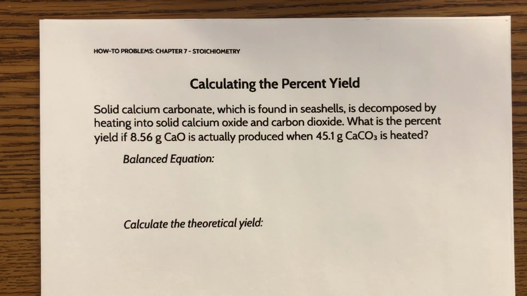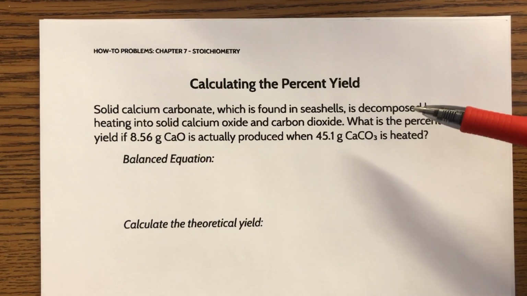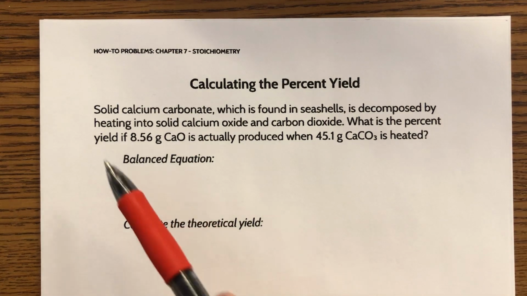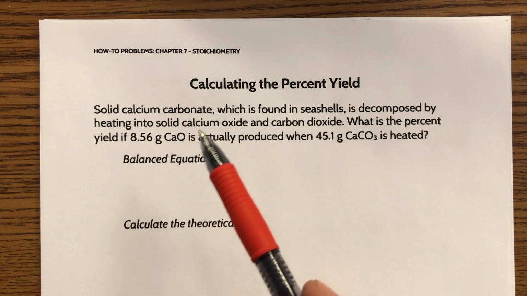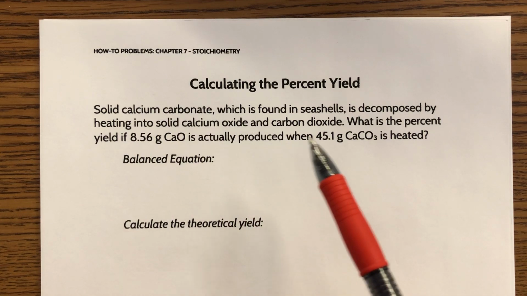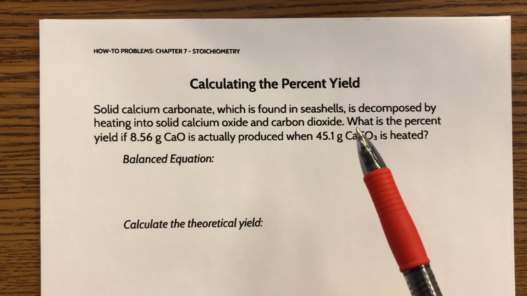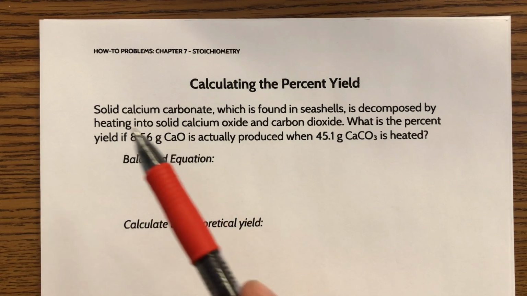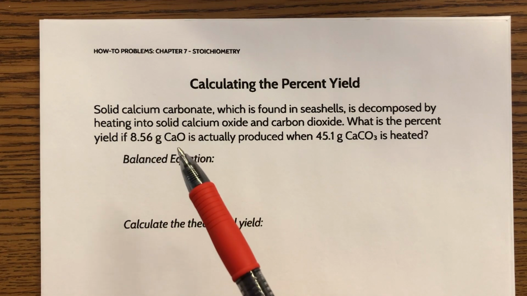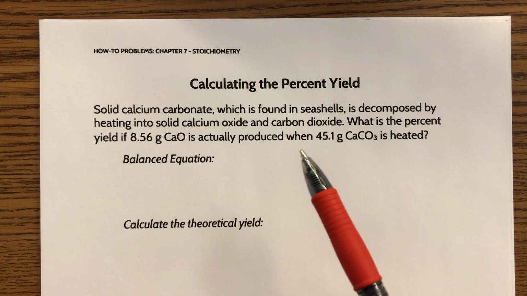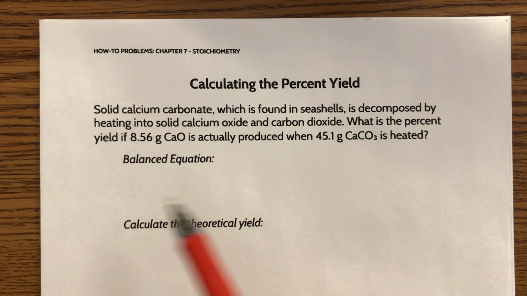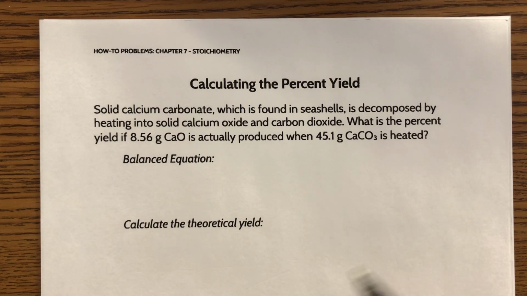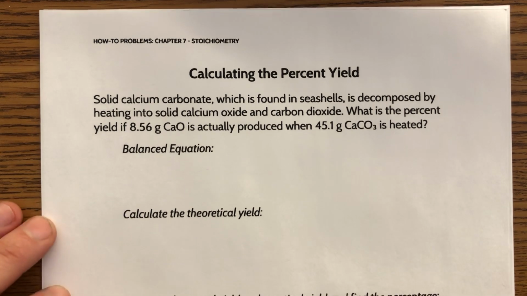All right, so we're going to calculate the percent yield, and we're going to use the same type of problem. We're going to take solid calcium carbonate and decompose it into solid calcium oxide and carbon dioxide. And what we're going to do is take it a step further. We're going to ask, what is the percent yield if we collected this much calcium oxide? What we started with was 45.1 grams of calcium carbonate. So let's do this again. Let's set up our equation, and then make a plan of how we're going to get there. Let's balance the equation.